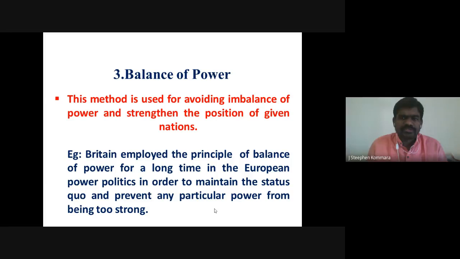This method is used for avoiding imbalance of power and strengthening the position of given nations.